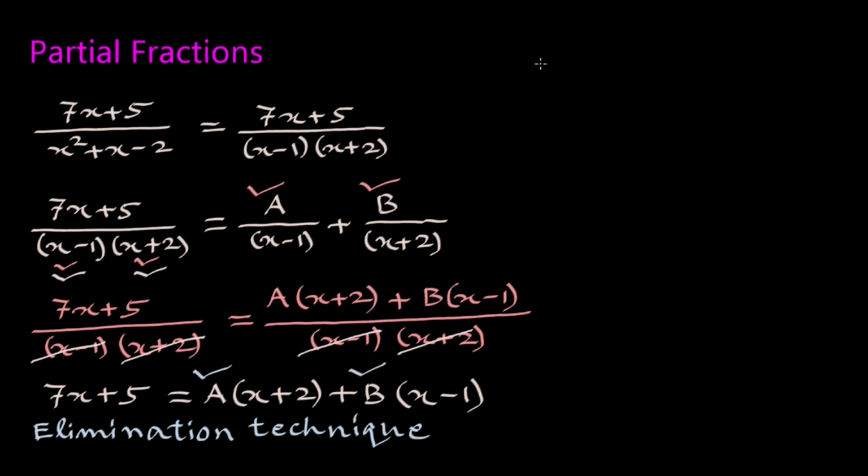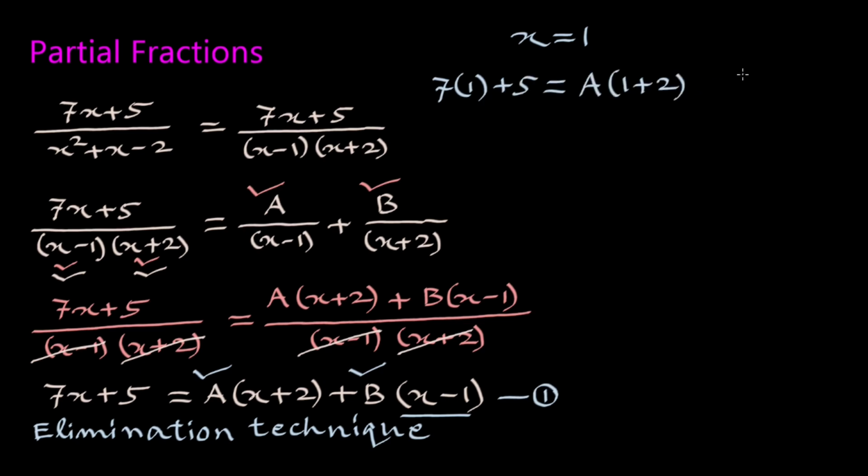Now to eliminate b, we will put here x equals 1. So this statement 1 will become 7 into 1 plus 5 equals a into 1 plus 2 plus b into 0. That will be 3a equals 12, a equals 4. So here we got value of the first constant a, 4.